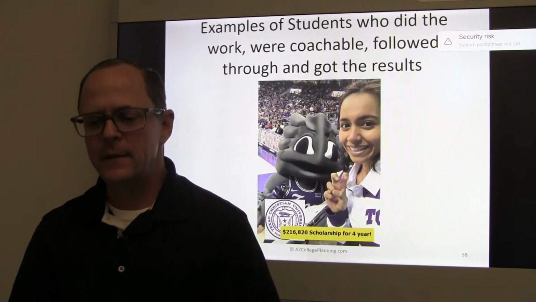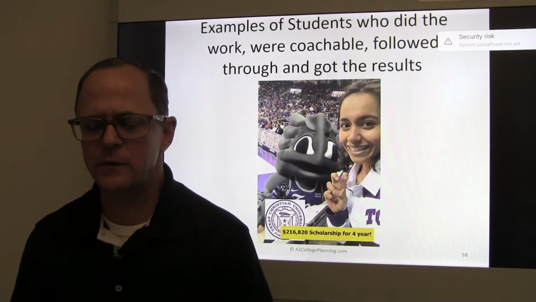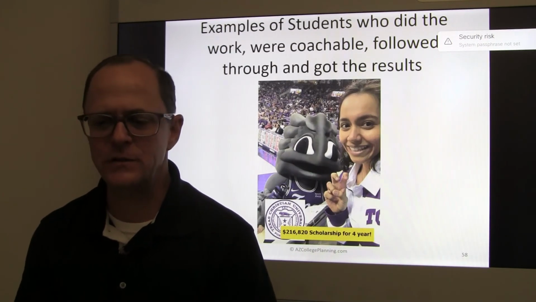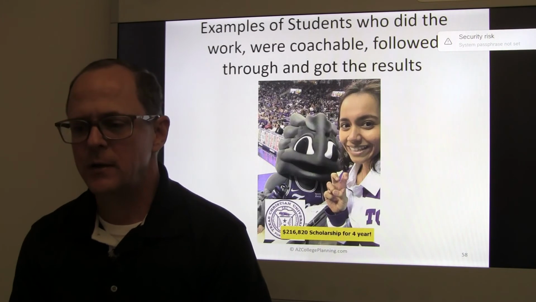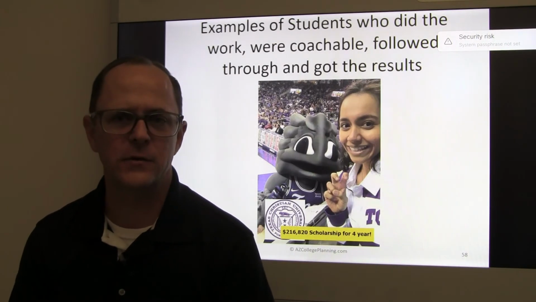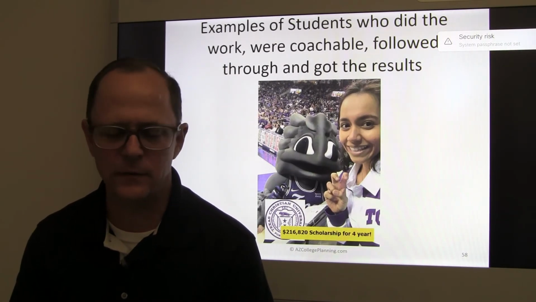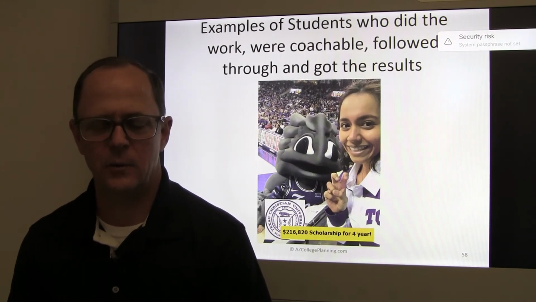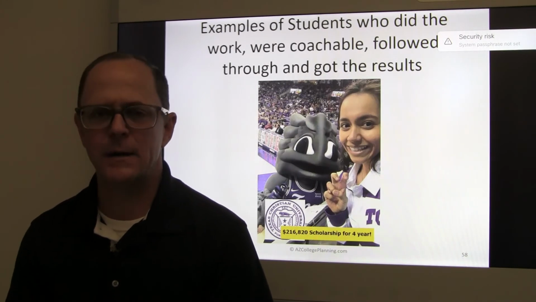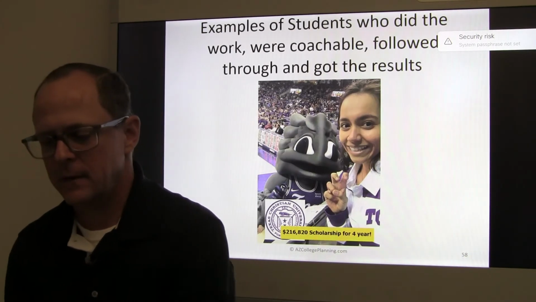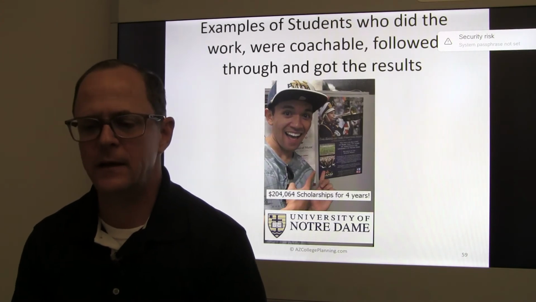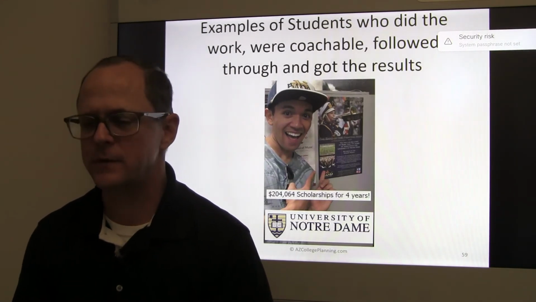Here's another example. This is Adele. I already told you about Bruce. This is his sister, and she's going to TCU. She was offered $216,000 in scholarships for the 4 years, which is roughly about $55,000 or so per year. And Dad's out-of-pocket cost was $10,000. And that's her older brother. We already talked about Bruce. He's at Notre Dame his senior year, and he got a total of $204,000 in scholarships.